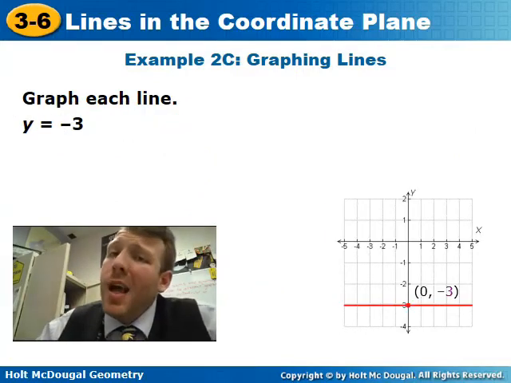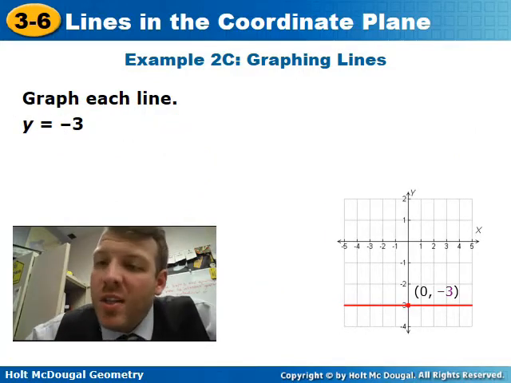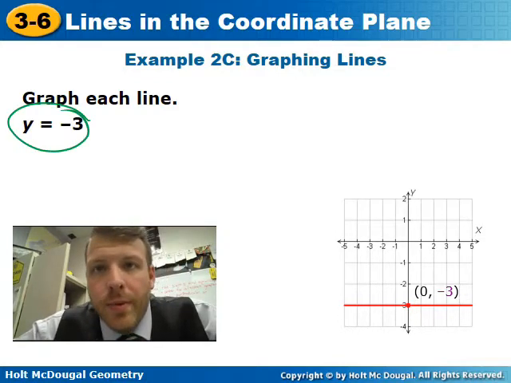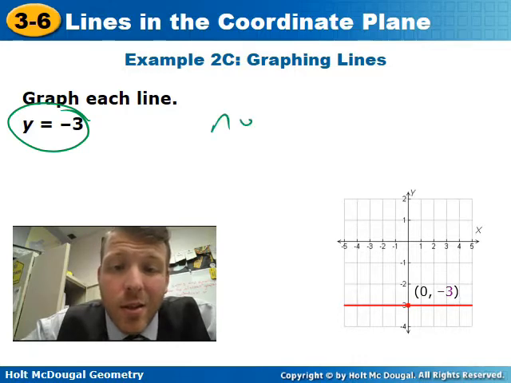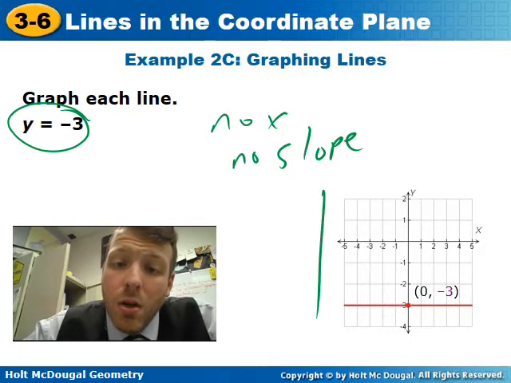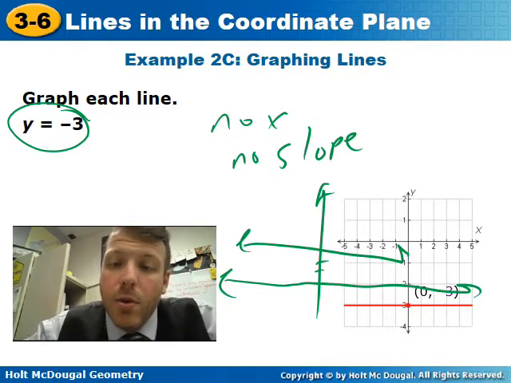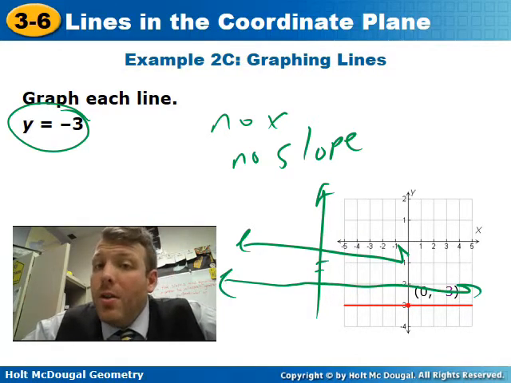All right, so this one I wanted to talk about because this is the one that most kids usually mess up. This one doesn't have an x. Since it doesn't have an x, it means there's no slope, which means that that line is horizontal, which means that that line enters the graph at -3. That's how you graph it.